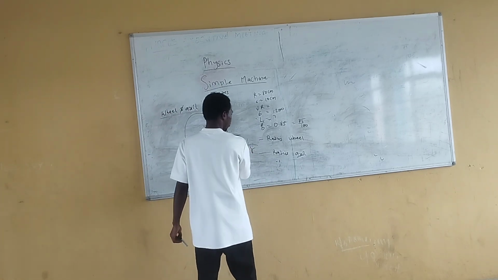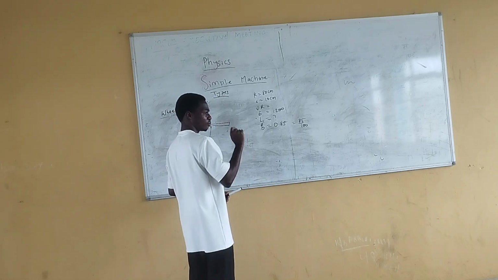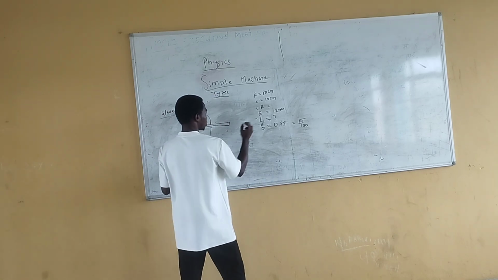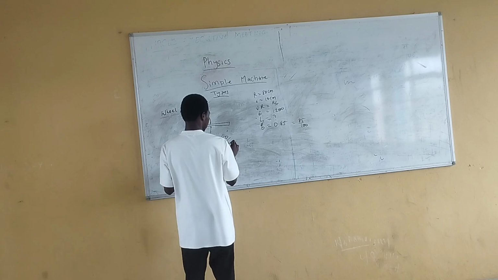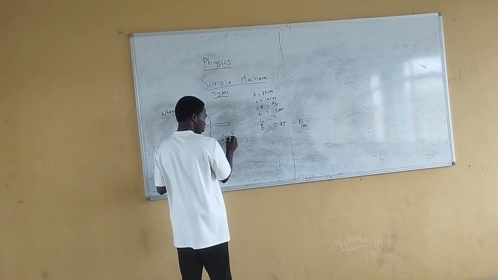Remember, velocity ratio is big R over small r. So just solve the velocity ratio first. Velocity ratio is big R over small r, so we have 80 over 10, so 8. Remember, cm is here and cm is here, so cm cancels cm. So the velocity ratio is just 8.